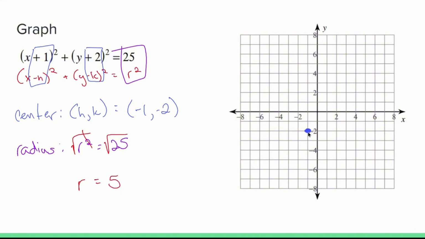So probably the best way to graph this is you go right 1, 2, 3, 4, 5, put a dot. Go up 1, 2, 3, 4, 5, put a dot. Go left 1, 2, 3, 4, 5, put a dot. Go down 1, 2, 3, 4, 5, put a dot.